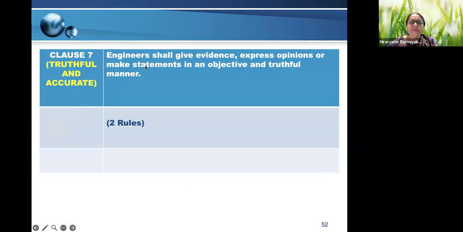Then clause 7: engineers shall give evidence, express opinions, or make statements in an objective and truthful manner. Right? So when you're asked to give an opinion or make a statement on something that you have been doing or are involved with, be truthful. You have to be truthful, and you should give accurate information.